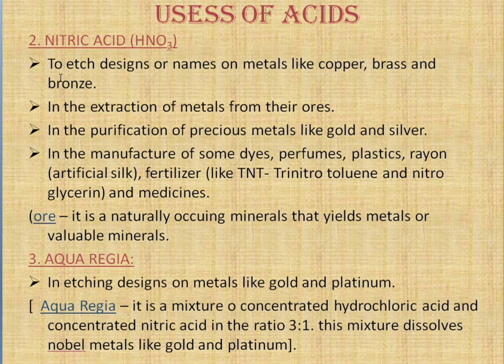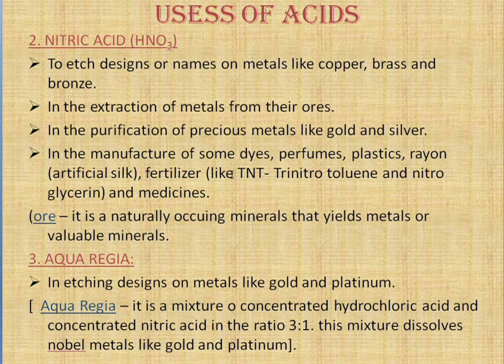The second acid is nitric acid, HNO3. Nitric acid is used to etch designs or names on metals like copper, brass and bronze. It is used in the extraction of metals from their ores. Here I have given the ore definition. You can see here, it is a naturally occurring mineral that yields metal or valuable minerals. It is also used in the purification of precious metals like gold and silver.